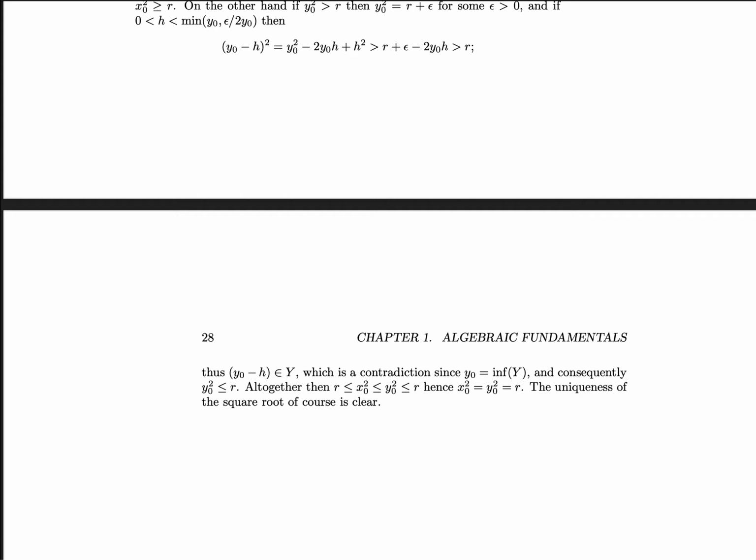Consequently, altogether we have that r is less than or equal to x naught squared, which must be less than or equal to y naught squared, which is less than or equal to r. So since we have bounding in both directions, we have that x naught squared is equal to y naught squared, which is equal to r. This uniqueness is pretty clear, as you can check that the square root is uniquely defined.